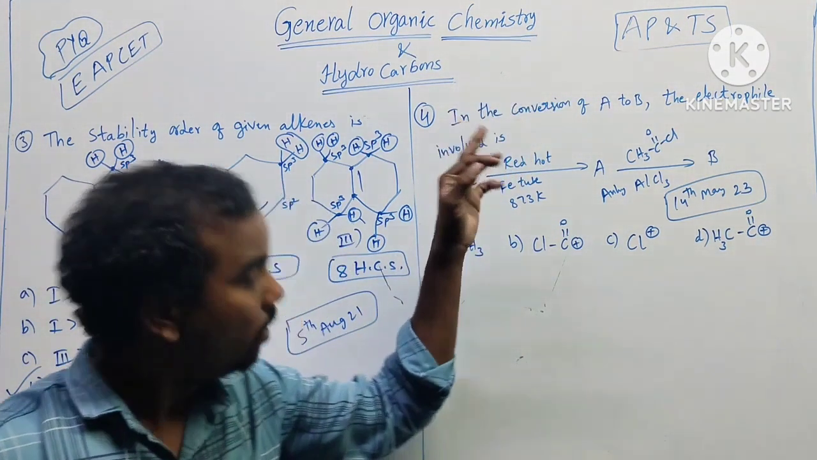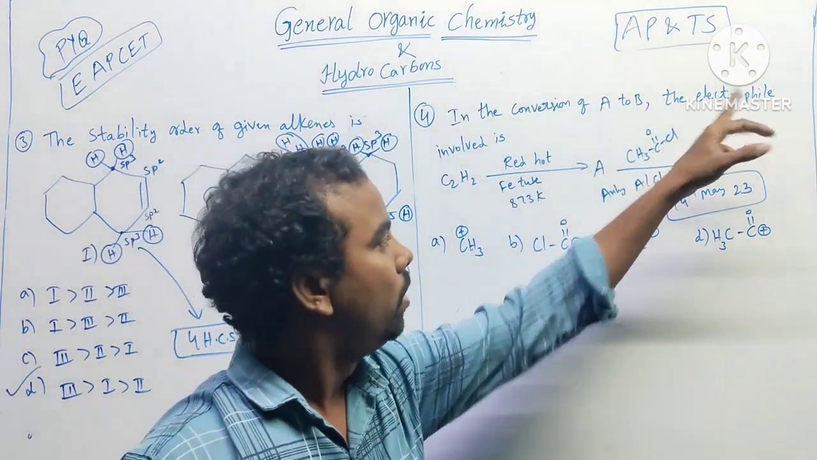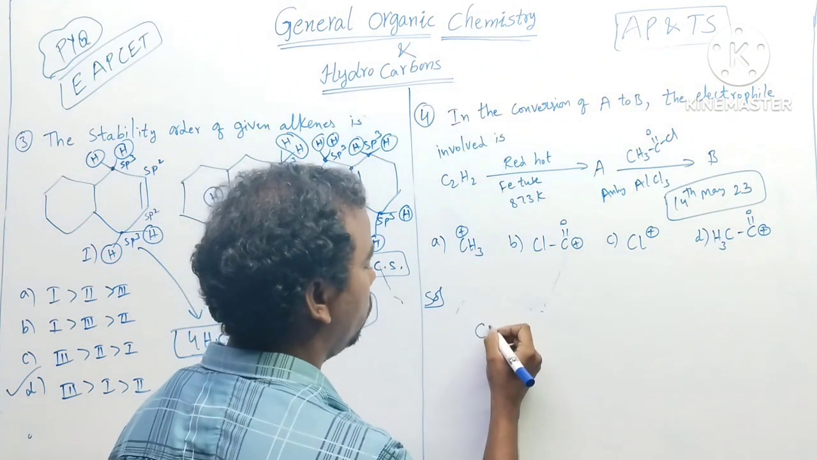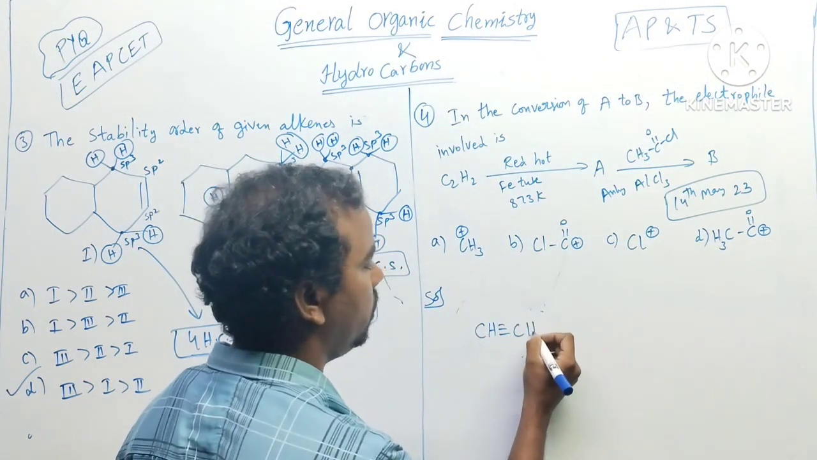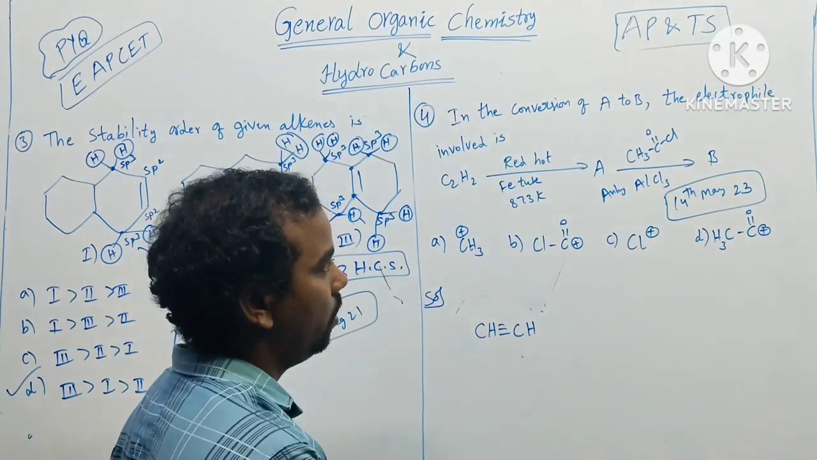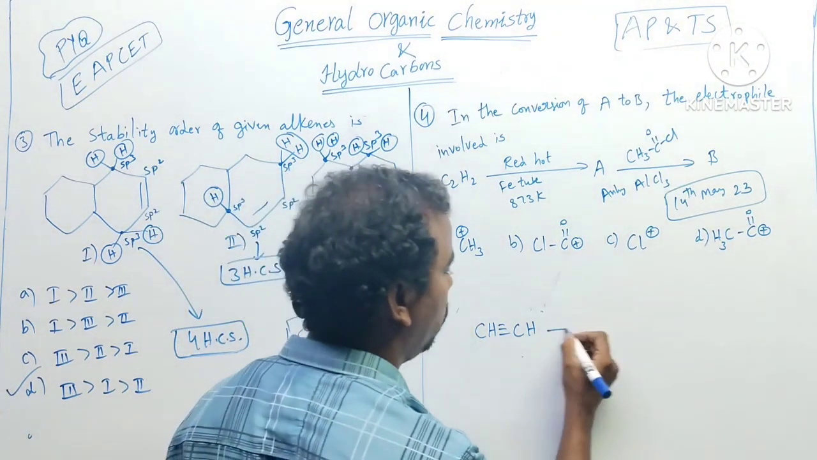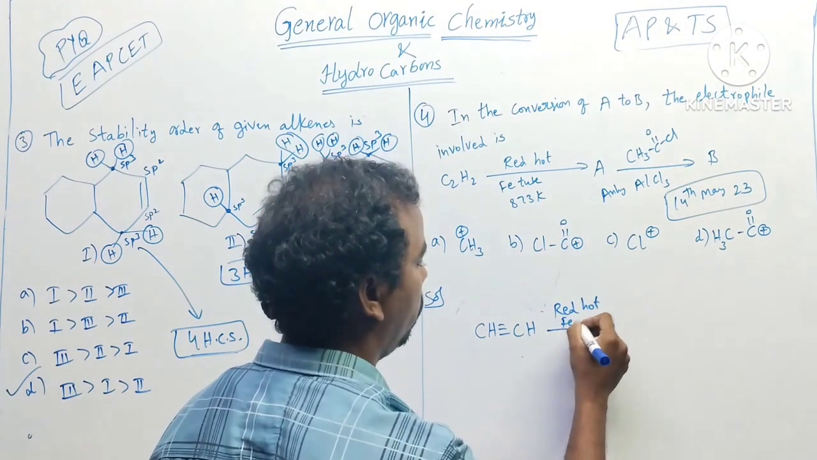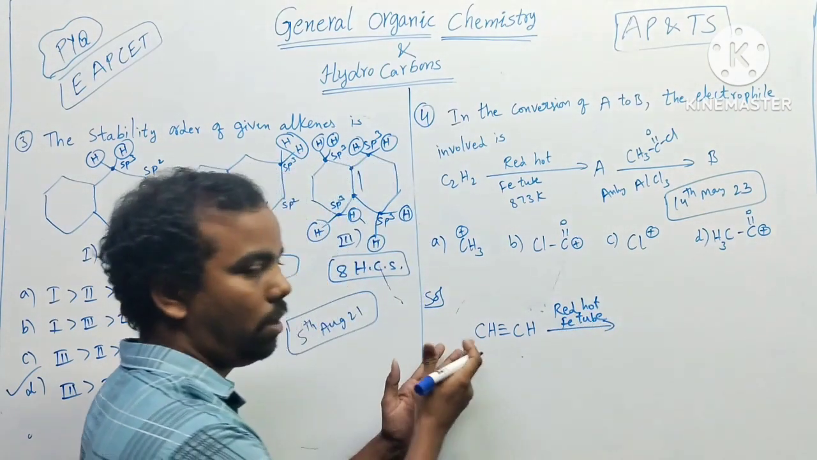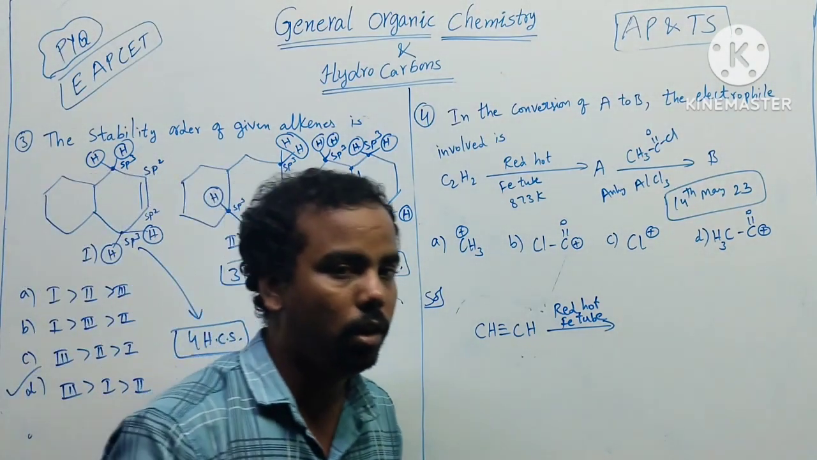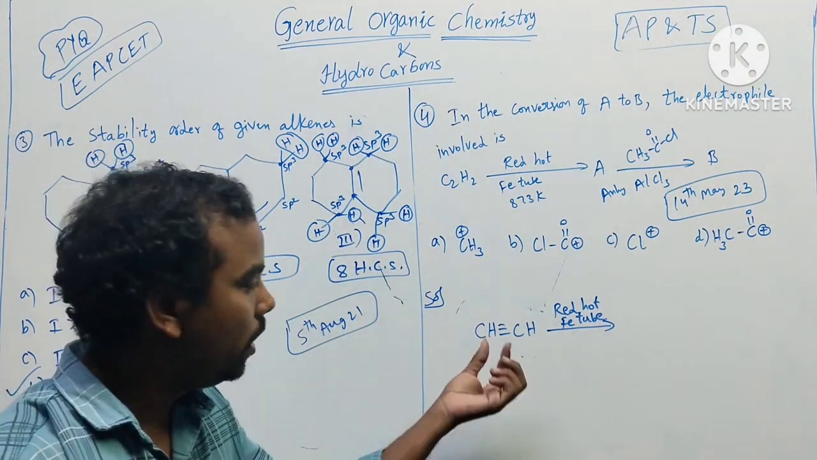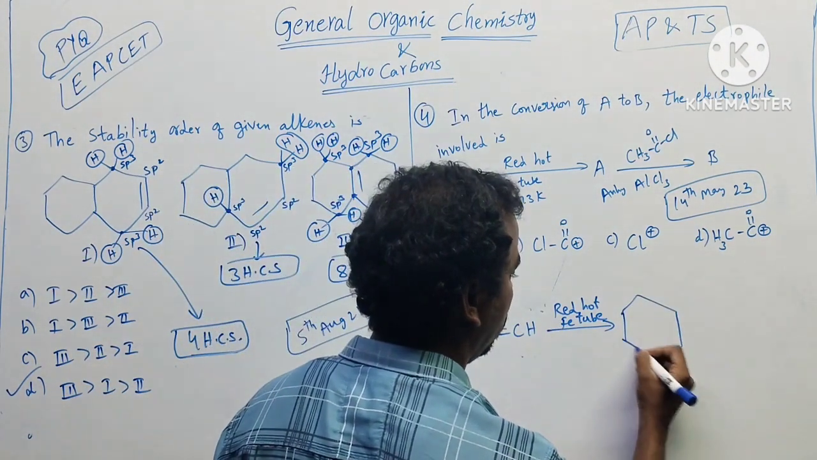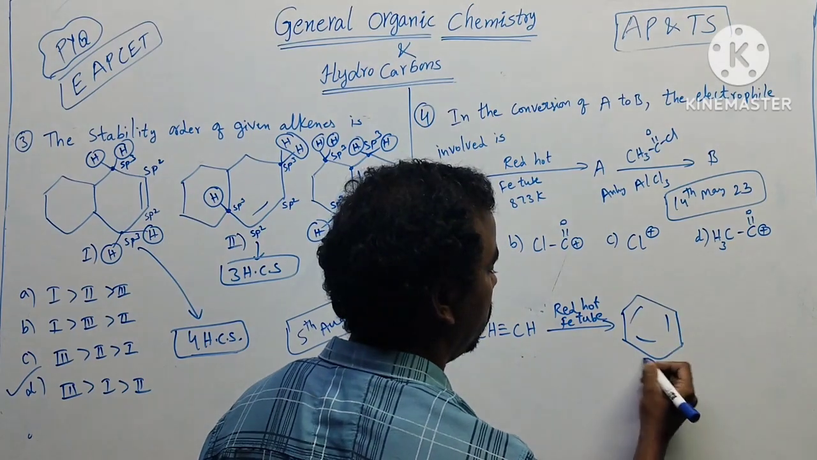Next one, in the conversion of A to B, the electrophile involved is. First, C2H2 means CH triple bond CH, acetylene. When acetylene is passed through a red hot iron tube, as you already learned in the preparation of benzene, on polymerization of 3 moles of acetylene it forms benzene. So A is benzene.